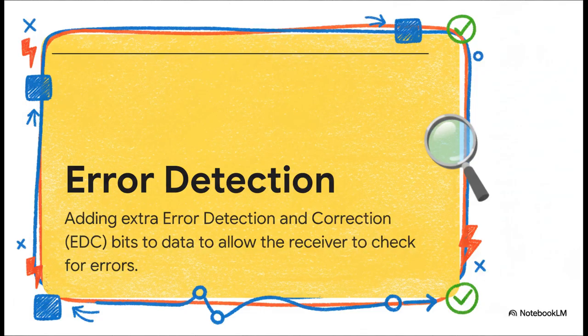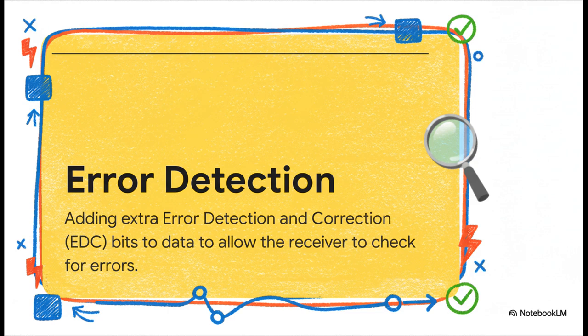So how do we deal with this? We use something called error detection. The device that's sending the data adds a few extra bits to the frame, called error detection and correction bits, or EDC. The best analogy is it's like putting a tamper-proof seal on an evidence bag. When the frame gets to its destination, the receiver checks the seal. If the seal is intact, the data is good to go.